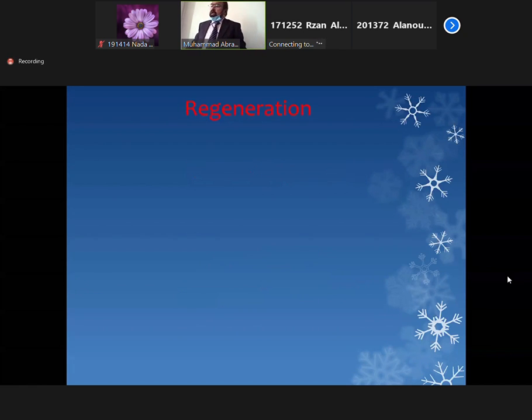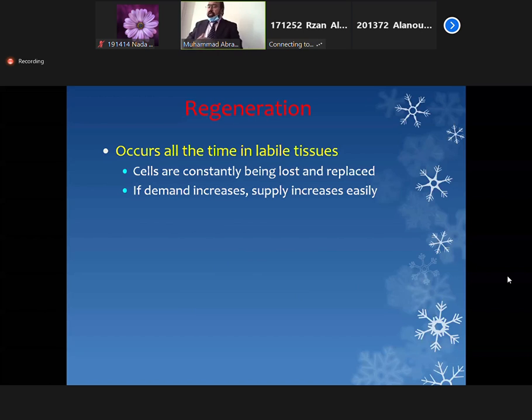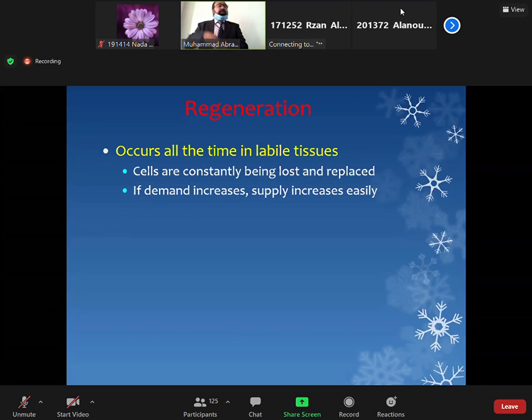In regeneration, which occurs all the time in labile cells, we know there are 3 types of cells: labile cells, stable cells, which are also called quiescent cells, and permanent cells. Labile cells are continuously in the cycle. As I said, it depends on demand and supply. If the demand is low, the cycle will move slowly, and if the demand is more, the same cycle will start moving a little faster.